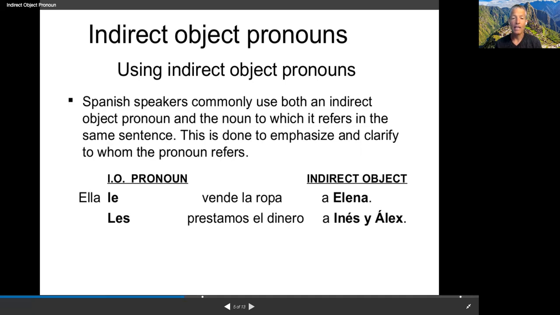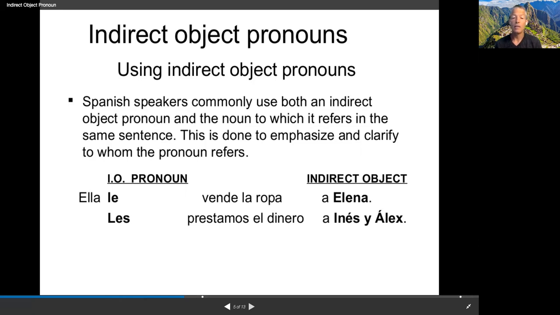So for example, ella le vende la ropa a Elena. She sells clothes to Elena. Les prestamos el dinero a Inés y Alex. We lend money to Inés and Alex. So in the first sentence, le is Elena. If I were to just say, Elena le vende la ropa, you would not know who le is. She sells the clothes to him, to her, to you. Which one is it? If I say a Elena, it makes it clear that it is Elena.